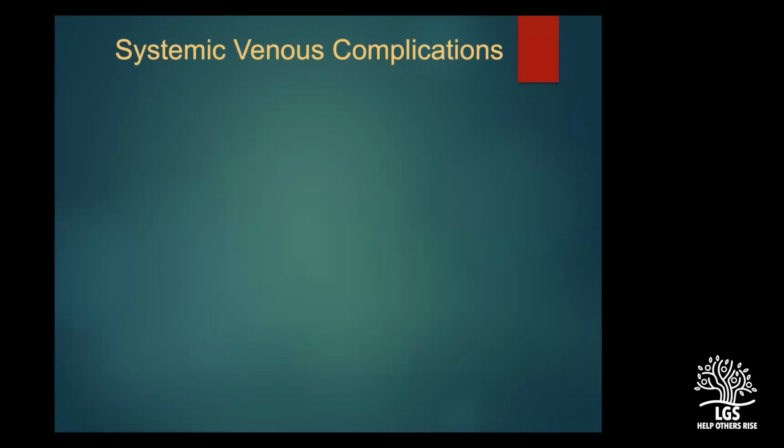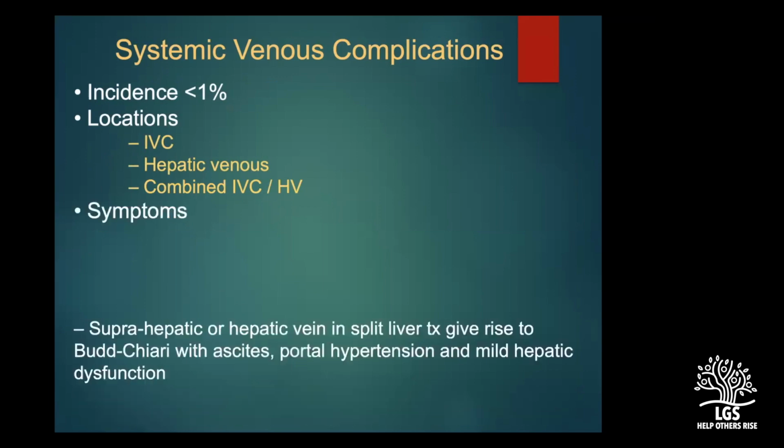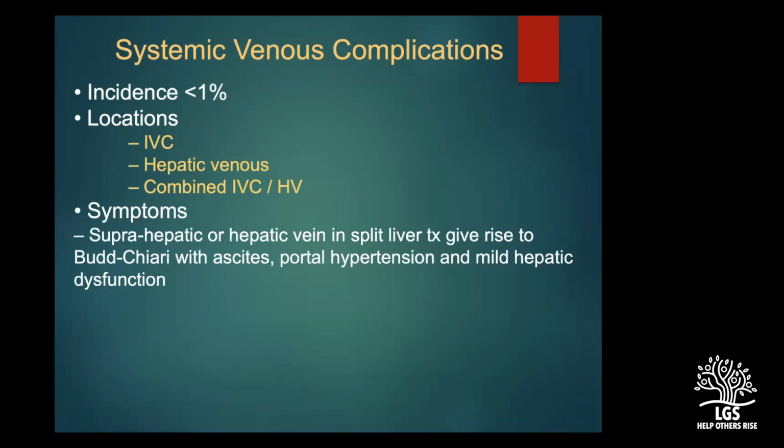And in terms of, we finished off with the arterial anastomosis and portal vein, and now moving on to the systemic venous complications. Incidence is not that much, it's less than 1%. You know the various locations where we can have this problem: IVC, hepatic veins, or it could be combined IVC and hepatic vein, especially if it's Budd-Chiari, it can make it really messy for all of us. So it can be suprahepatic cava or infrahepatic cava.